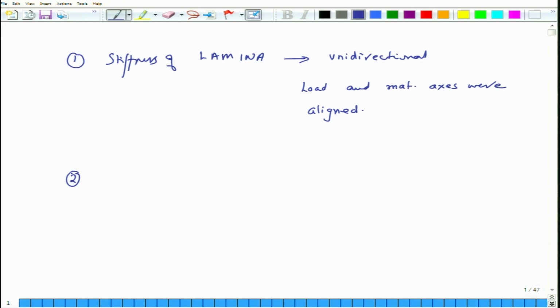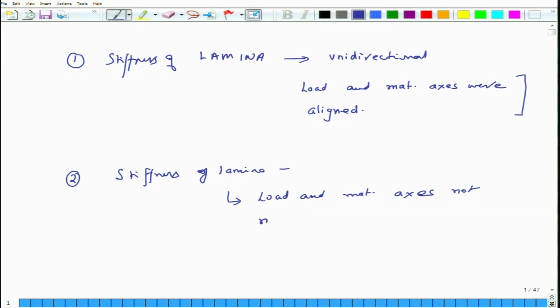In this first step, we expressed stiffness of the lamina in terms of first material constituents, which are fiber properties and matrix properties, and then once we were confident of predicting the stiffness of lamina when the load and material axis both are aligned, we made it a little more general. In the next step, we still focused on a lamina, but our situation was that load and material axis were not necessarily aligned.